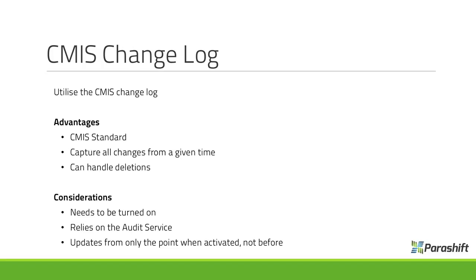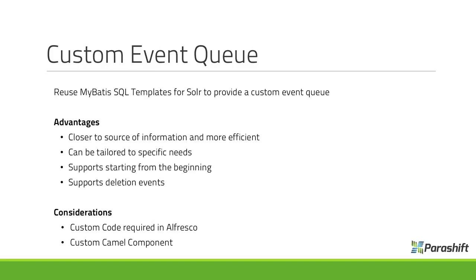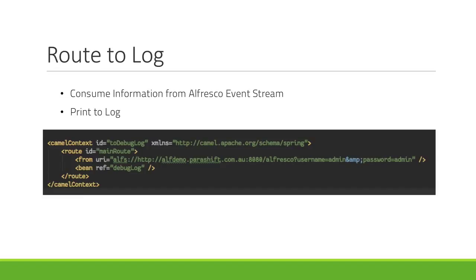So what we've done is reuse some of the tools within Alfresco to create a custom event queue. It's closer to the source of information, which makes it more efficient. We can tailor it to specific needs. So for instance, if you have particular information you need to pull out, we can tailor that. The consideration is that it is custom, it is Parashift built, and it is a custom Camel component. So we'll have a quick look at what that looks like.